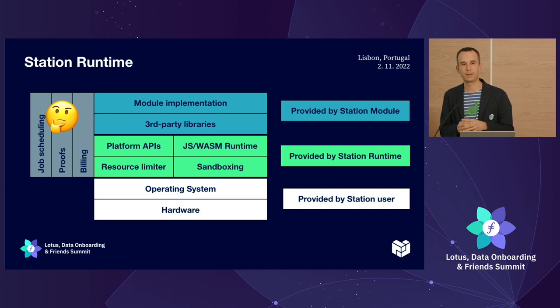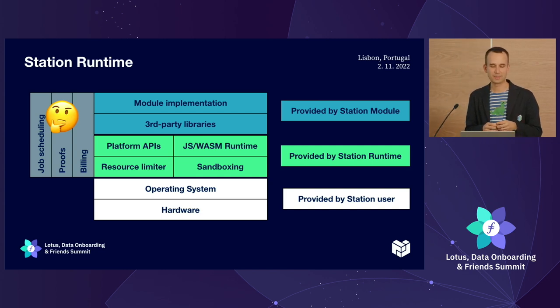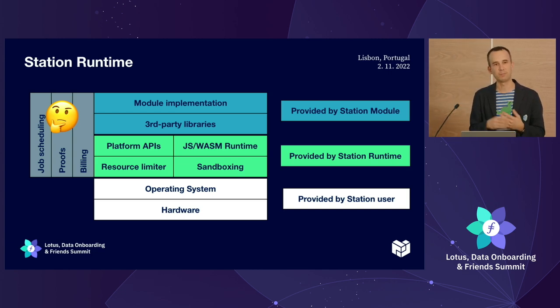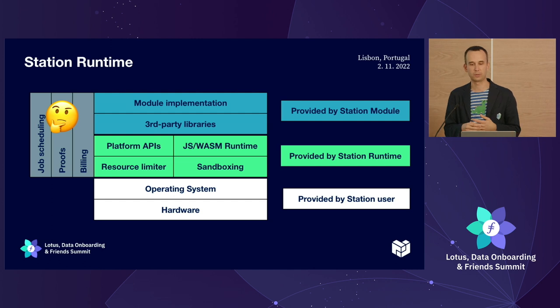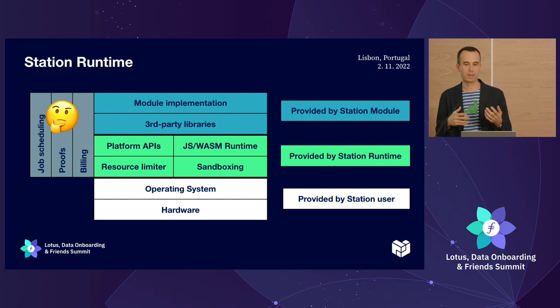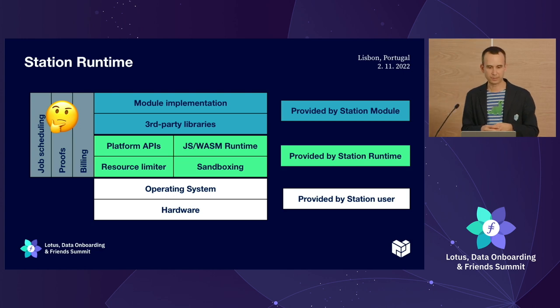Except there is the third part, which I haven't mentioned yet, and that's how do we schedule jobs? How do we prove that the job actually has been executed correctly, that the station is not cheating? Because remember, it's running on a trusted computer and it's open source, so anybody can modify it. And then how do we handle billing and payouts? So that's still an open question to research.